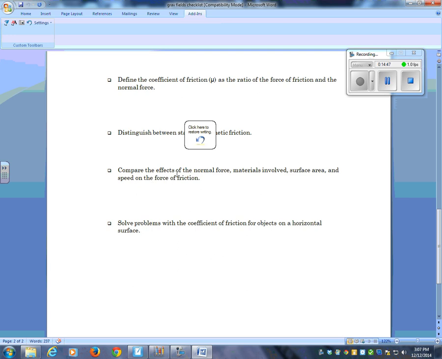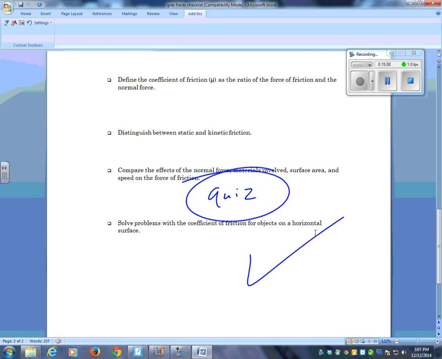Compare the effects of the normal force, materials involved, surface area, and speed on the force of friction. We did that in that review today, did we not? I talked about what happens when the area changes, and we talked about the speed. I talked about it today. It was in that little quiz. Did we solve problems with the coefficient of friction for objects on a horizontal surface? You betcha I did.